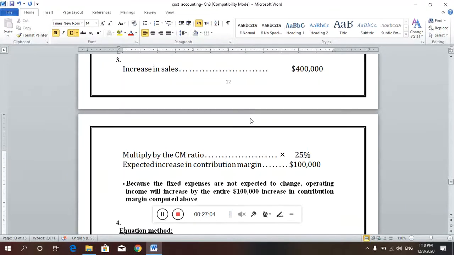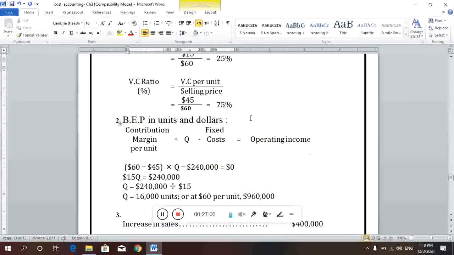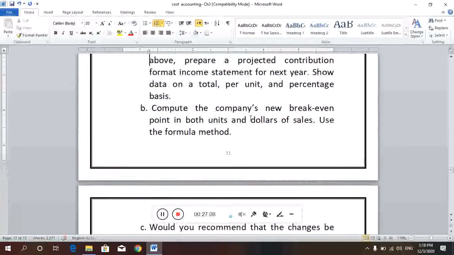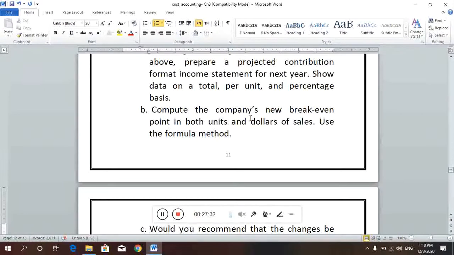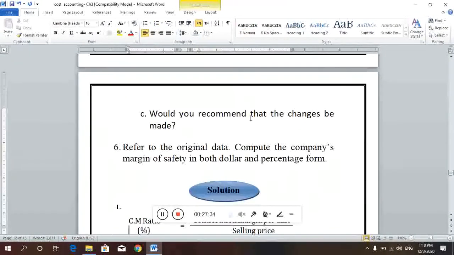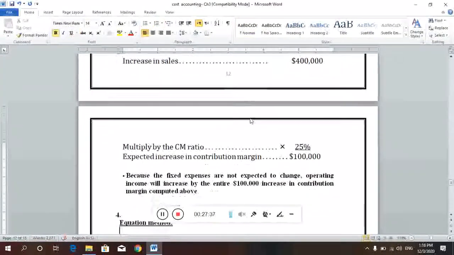Number 4, I think he used the target operating income in number 4. Yes. Refer to the original data. Assume that next year management wants the company to earn a profit of at least $90,000. How many units will be sold to meet this target operating income? How many units should be sold?